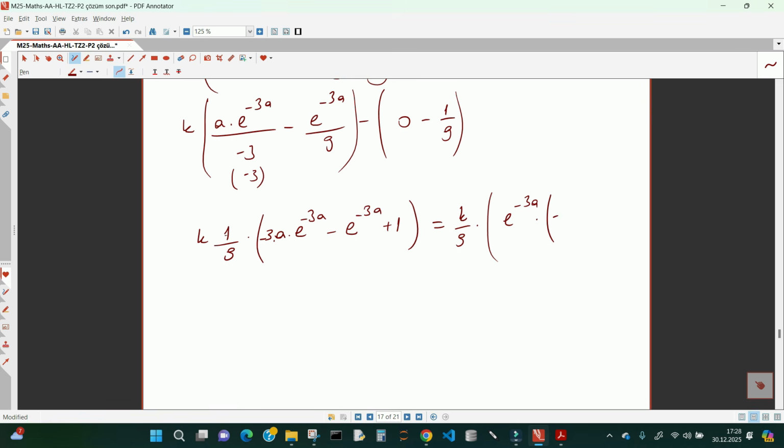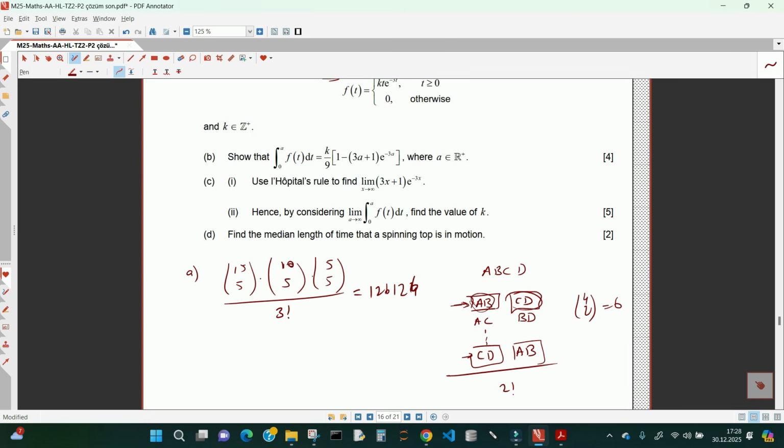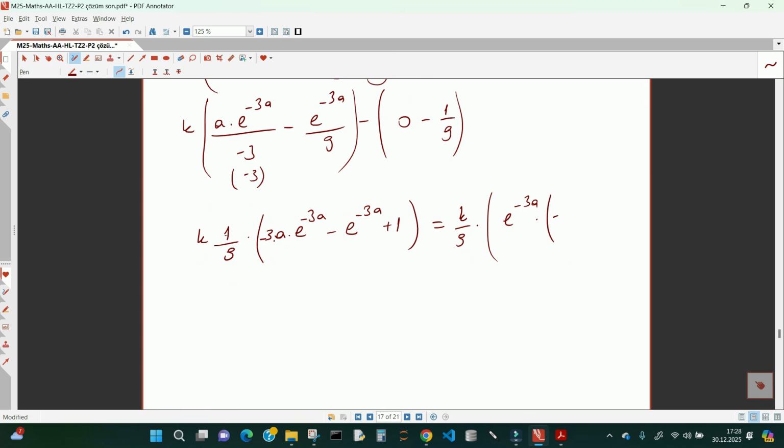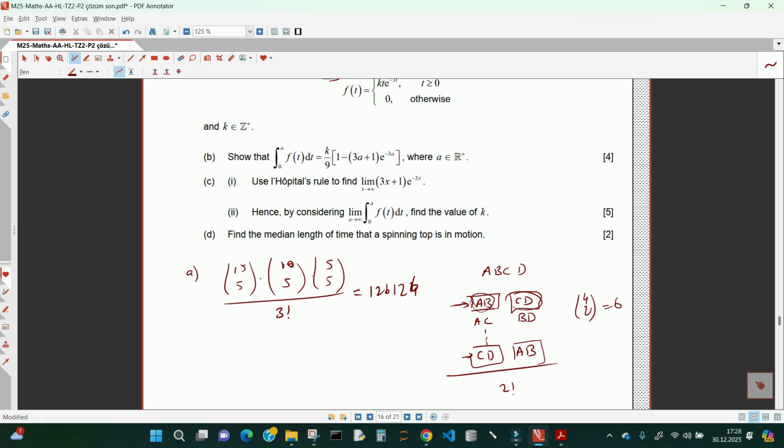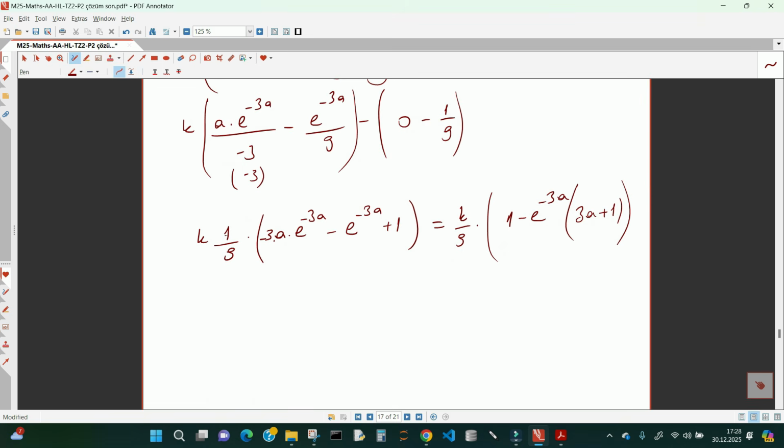what was it we were supposed to show in this expression? Yeah, we can write 1 minus e to the power of minus 3a in parentheses, times 3a plus 1, I guess, right? Yeah, 3a plus 1.